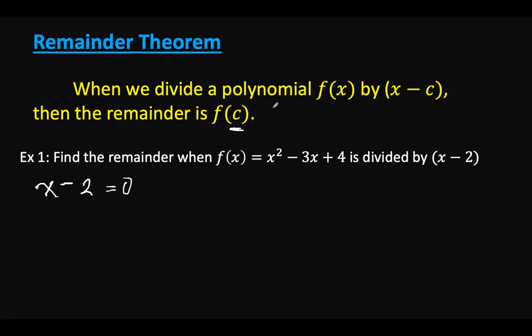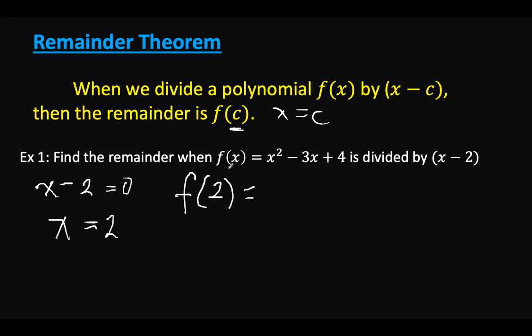Si c ay value ng x. So, kukunin natin yung value ng x, which is equal to 2. Ano daw ba ang value ng x na pag minusan natin ng 2, magiging 0 siya? So therefore, x is equal to 2. So ito na yung magiging c natin na isa-substitute natin sa x ni f. So magiging siyang 2.